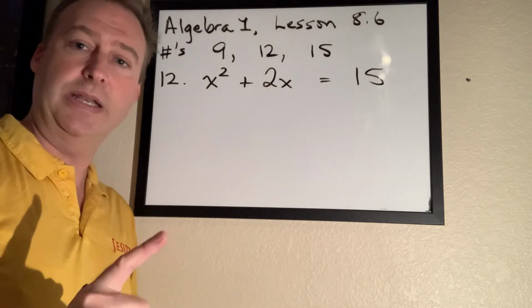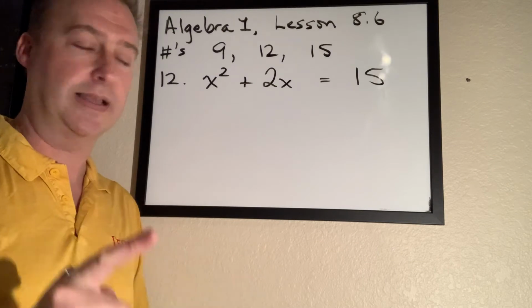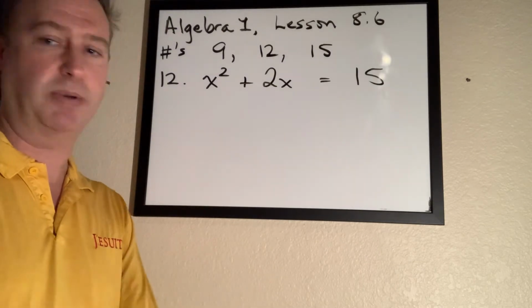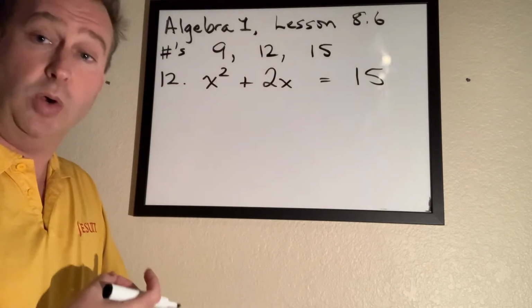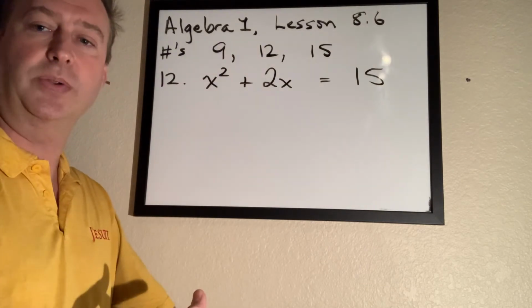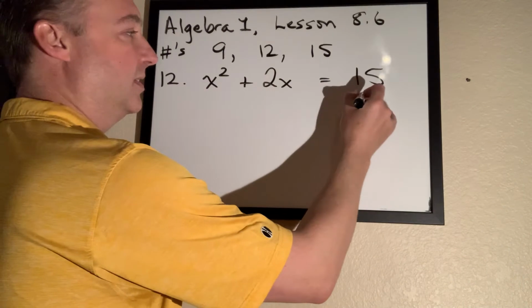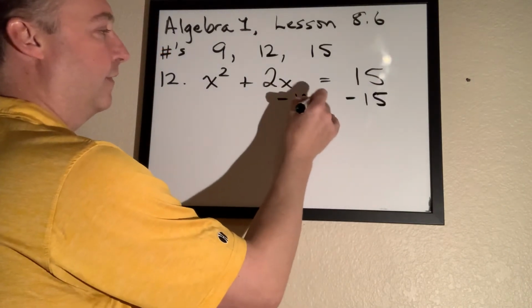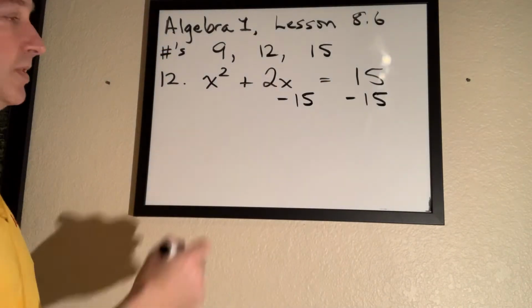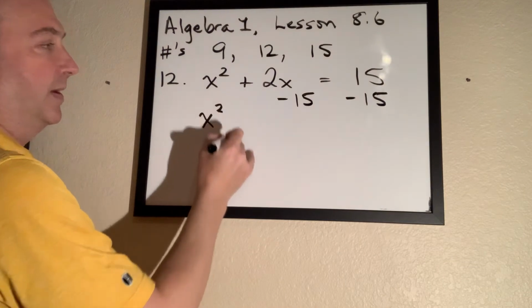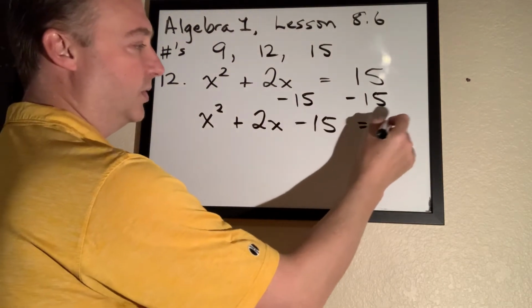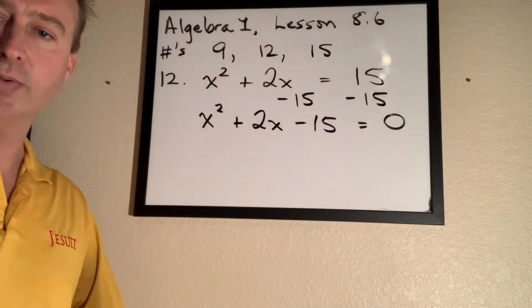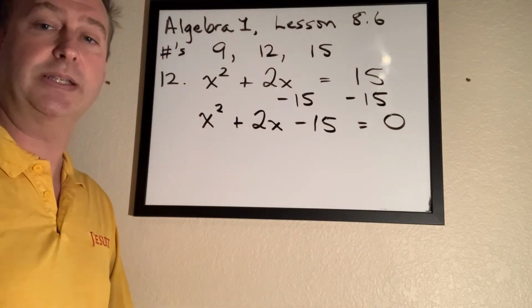So hear me now, that is your first task. It is critical that your first task, before you begin factoring anything, is to get all terms on one side and set it all equal to 0. So our first task here is to subtract 15 from both sides. That's critical. So now what do we have? We rewrite the equation: x squared plus 2x minus 15 equals 0. That's where we want it to be. Now we are ready to factor.